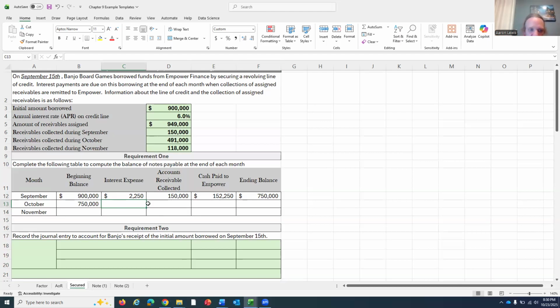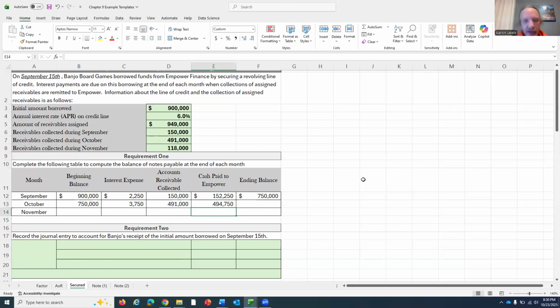So what is our interest expense here? Well, we started the period with $750,000 worth of principal balance still remaining. The APR is still 6%, and now I can just convert it to monthly by multiplying by 1/12, and I come up with 3,750. We collected $491,000 worth of receivables during October, according to our information, which means when we transfer payment to them, we're going to remit all of the collection of receivables, the $491,000 plus the $3,750 of interest expense.